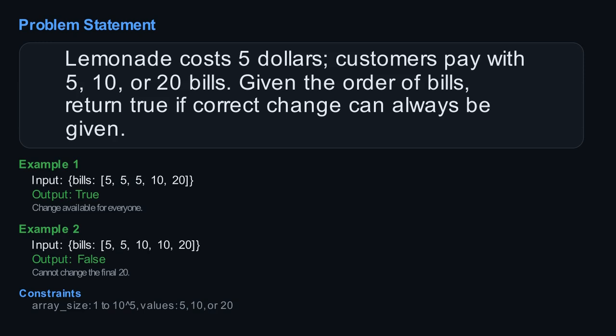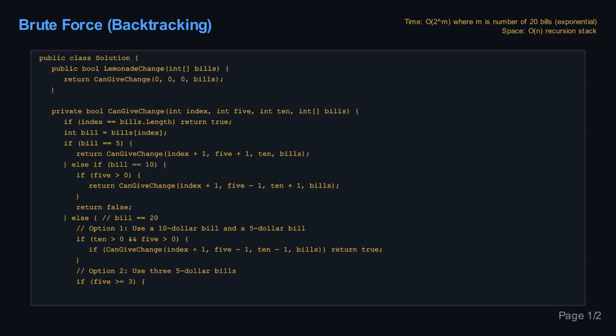What makes this tricky is that you want to always have enough of the right denominations to make change. You can't just throw away money, you have to use the bills you have. The list of bills can be up to 10,000 customers long, and each bill will always be $5, $10, or $20. The obvious thing to try first, when faced with choices, is to explore every possible choice.